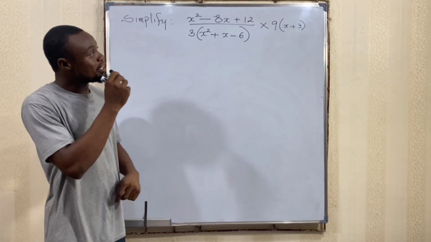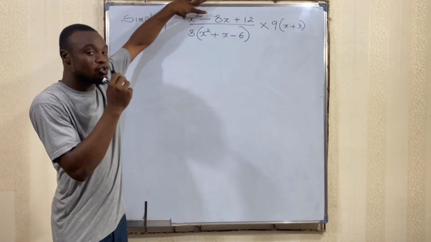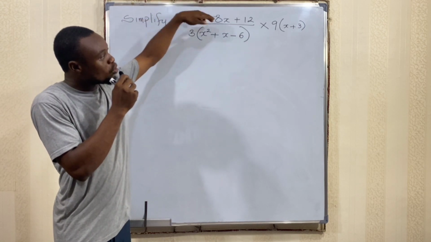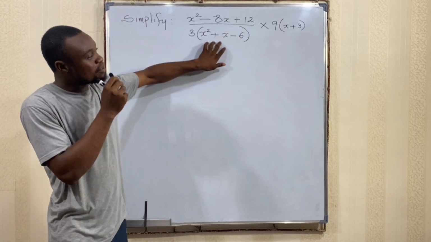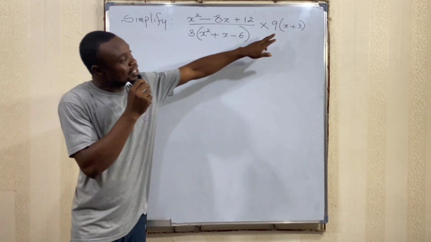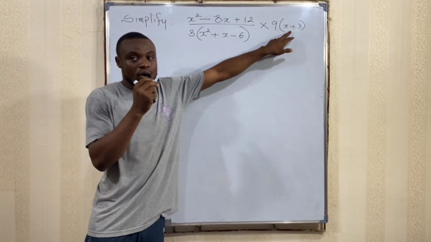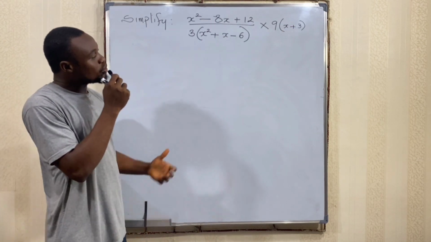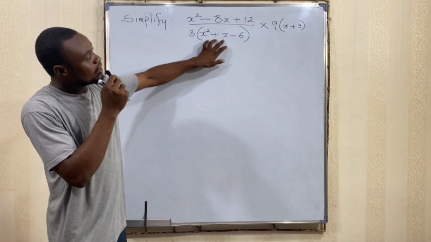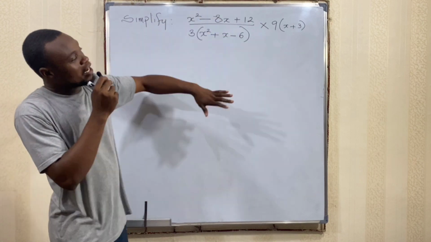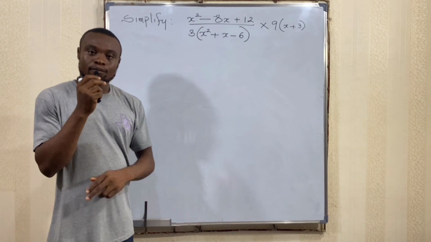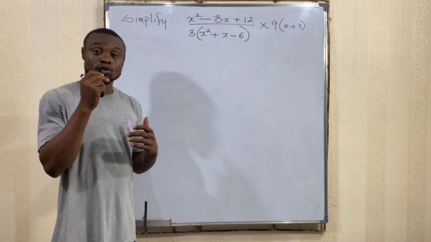So what we need to do here is to, first of all, get the factors of the numerator. This numerator is a quadratic expression. Likewise, this in bracket is a quadratic expression. So what we need to do is break this down, fix them back in the equation the way it's looking, and strike out the terms that are common.